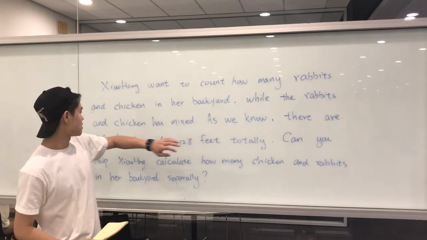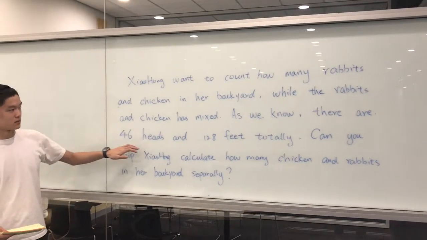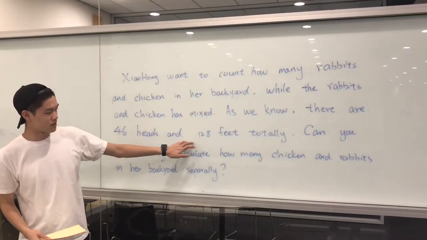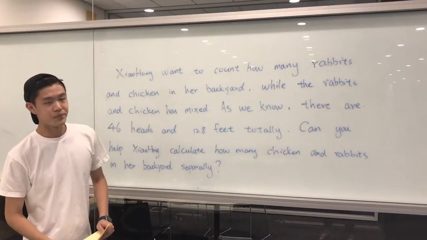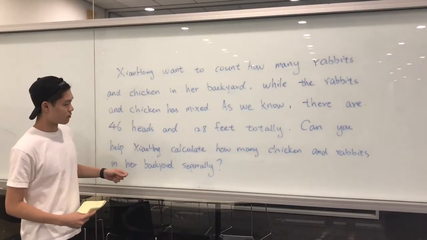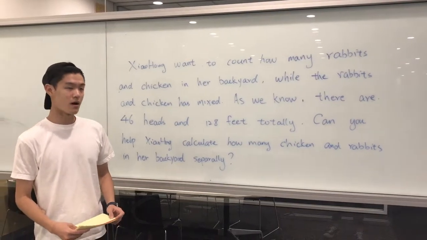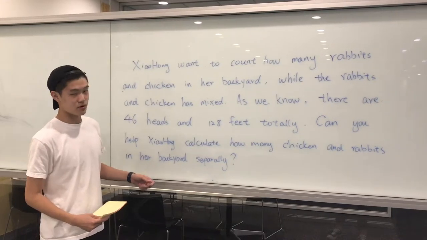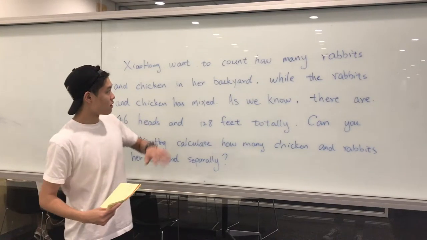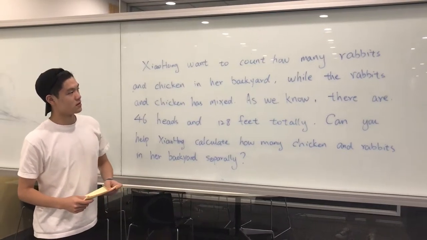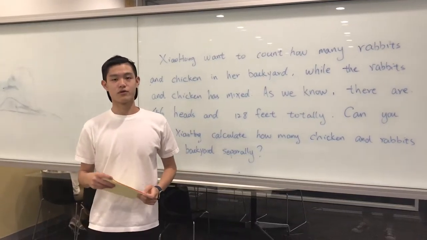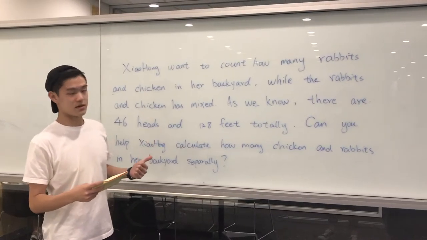As we know, there are 46 heads and 128 feet in total. Can you help Xiaohong calculate how many chickens and rabbits are in her backyard separately? That's the whole question, and all the other members will show you how to solve it in detail.